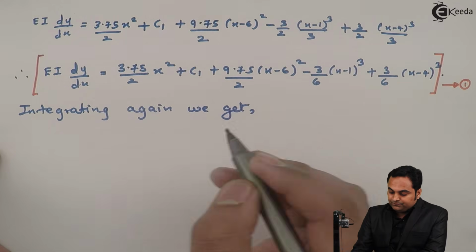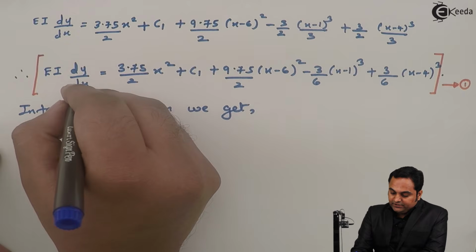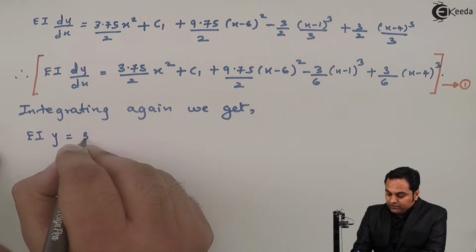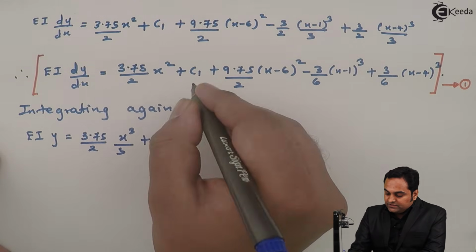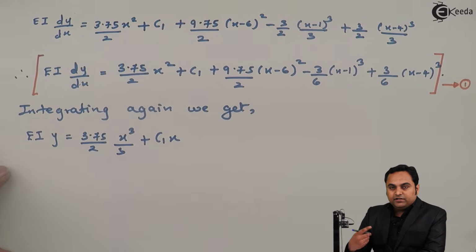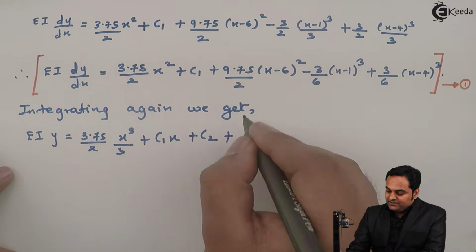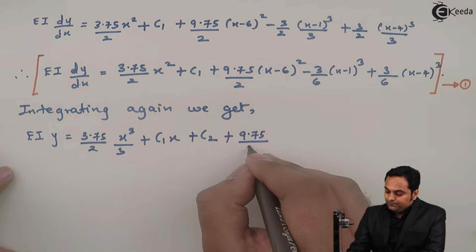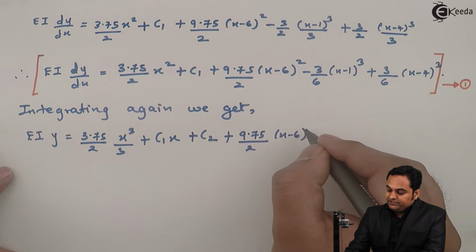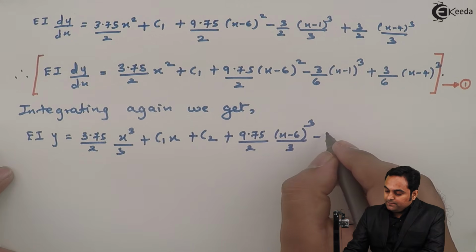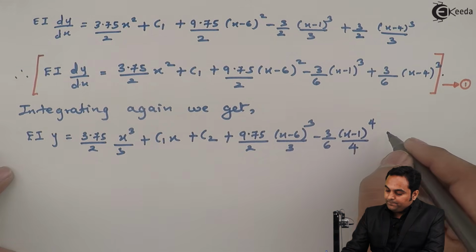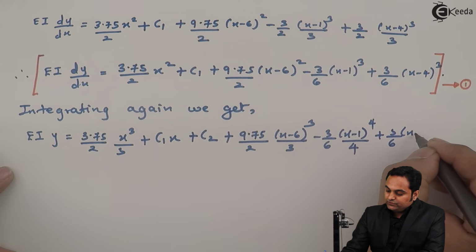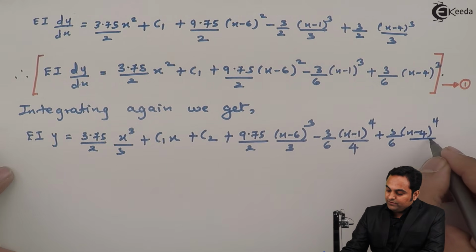we get EI y, the integration of dy by dx is y. Here we have 3.75 by 2, integration of x square is x cube by 3, plus c1 into x. Now since I am integrating for the second time, I have another constant which is c2, then plus 9.75 by 2 x minus 6 whole square, integration is whole cube by 3, minus 3 by 6 x minus 1 whole cube, integration is raised to power 4 by 4, plus 3 by 6 x minus 4 whole cube, that is raised to power 4 by 4.